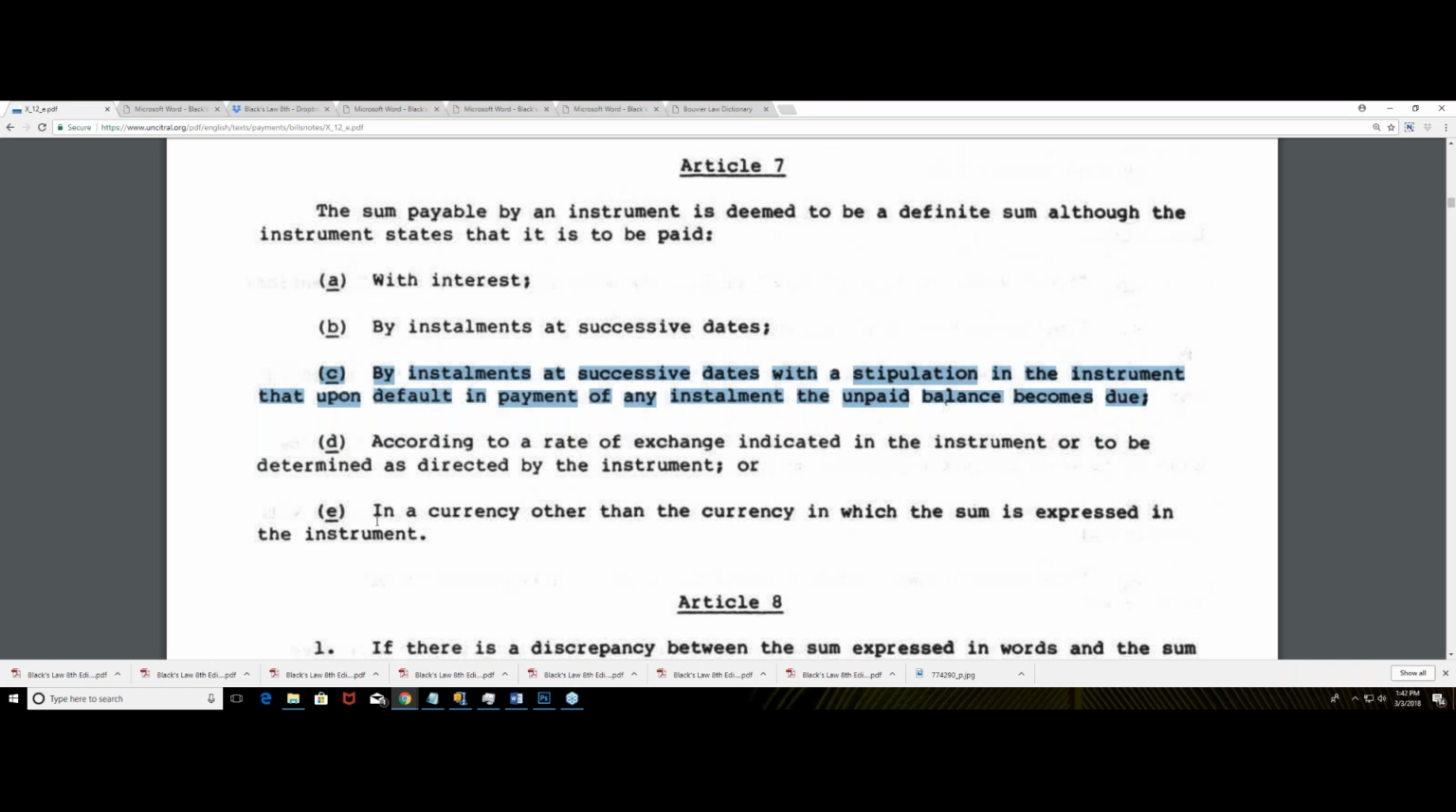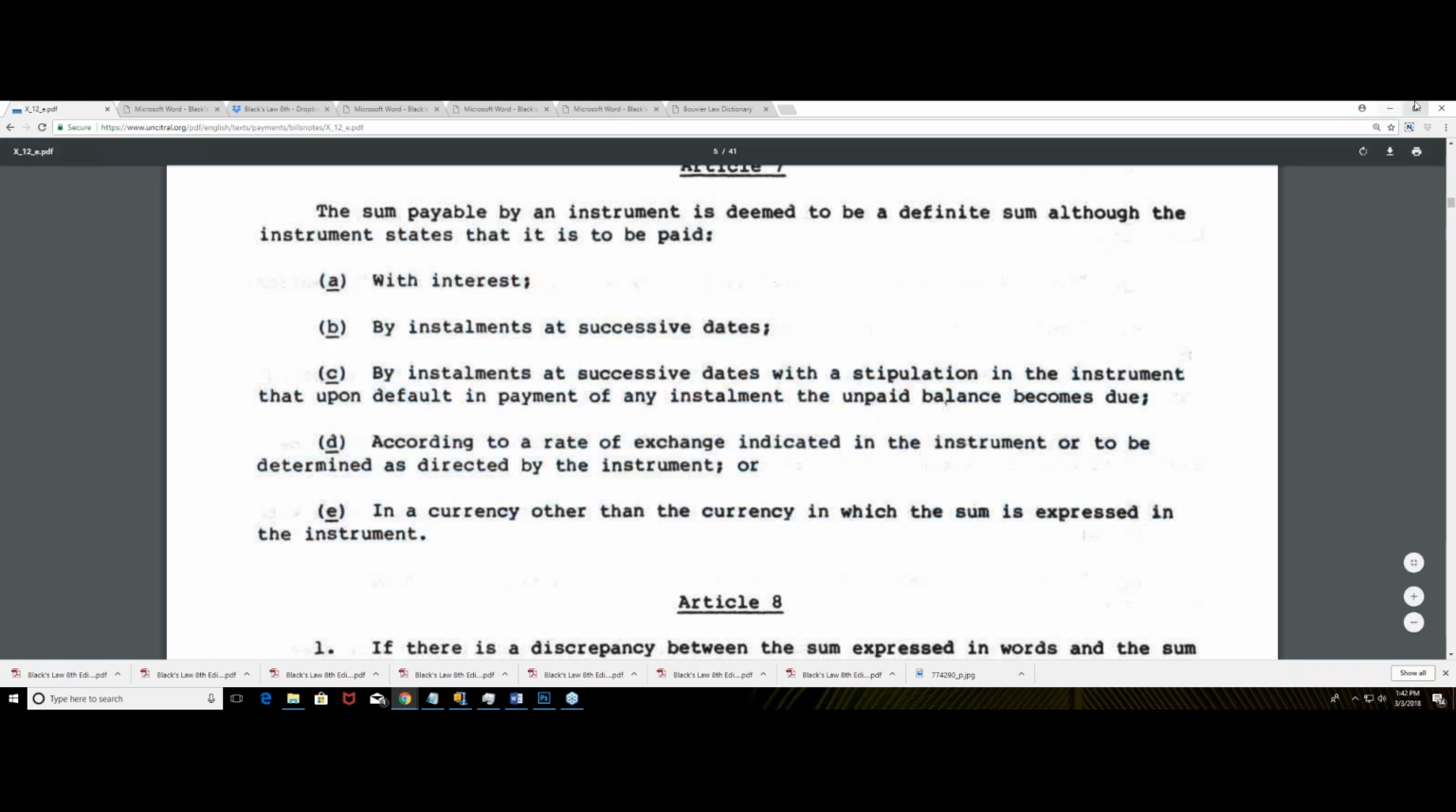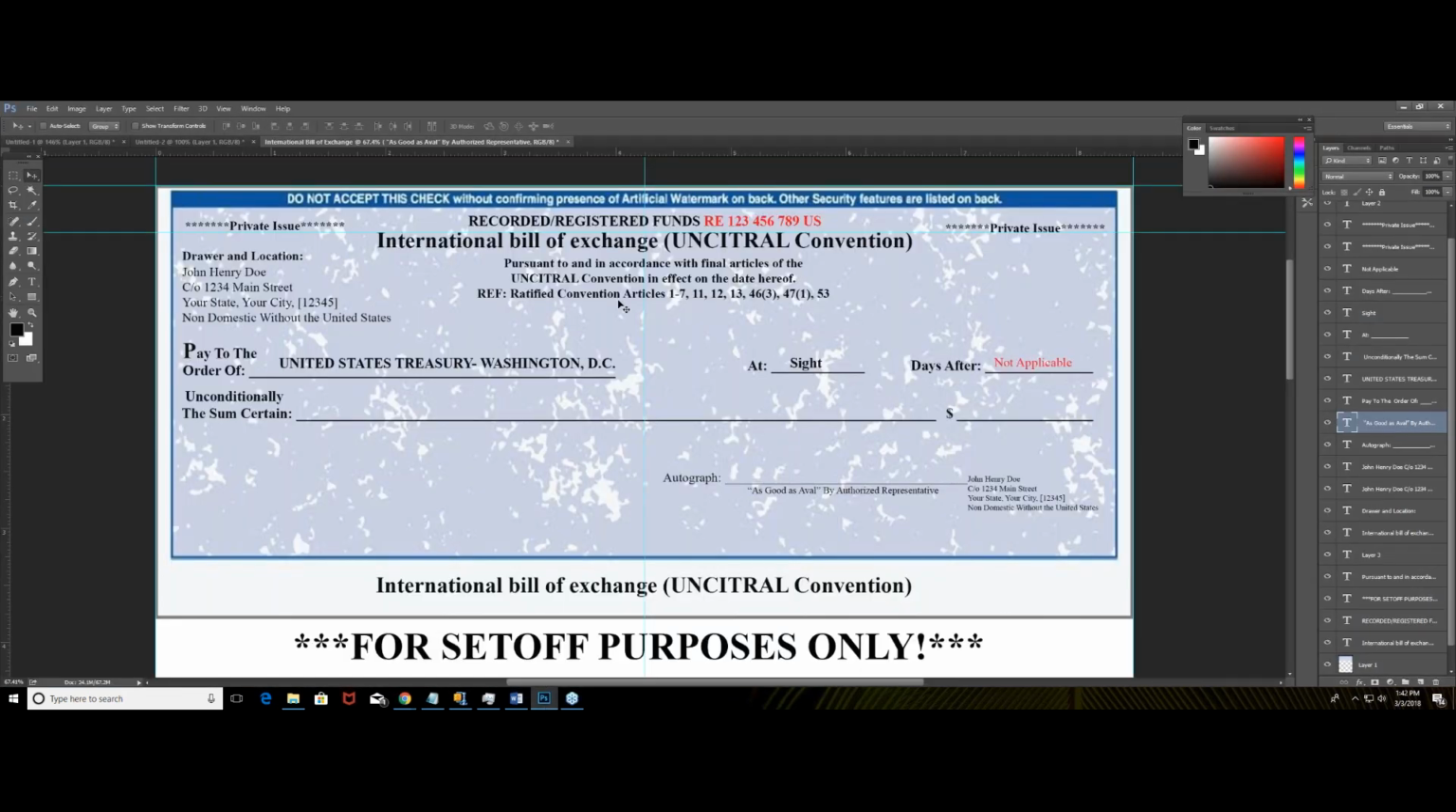And they have to have this because we're dealing with international, you're dealing with different types of currencies and going across different countries. And that's why they have this in here. Okay, that's what a definite sum means. All right, because this instrument is being negotiated, so you have that on there as well. Okay, next, who is the drawee?